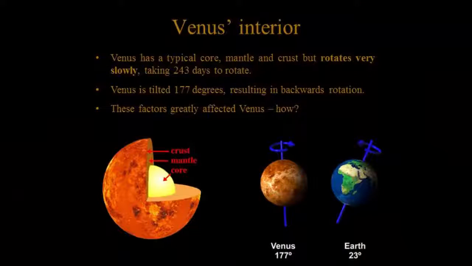As we move on to Venus, we see again here a diagram on the left of Venus, core, mantle, crust, very much like we saw with Earth. But here's a significant difference now for Venus. Venus rotates very slowly, taking 243 days to rotate. Not only that, but Venus is tipped over on its axis quite a bit, almost 180 degrees. And so in that sense, when you think about it, it's almost as if Venus' North Pole is where the South Pole would normally be here on Earth.